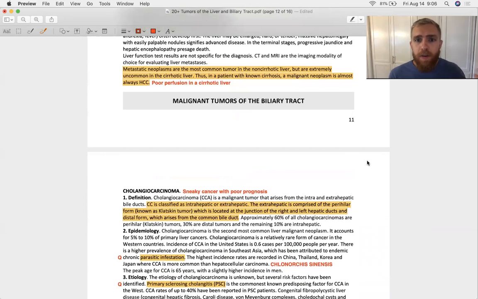Metastatic neoplasms are the most common tumor in the non-cirrhotic liver, but are extremely uncommon in the cirrhotic liver. Thus, in a patient with known cirrhosis, a malignant neoplasm is almost always hepatocellular carcinoma. And my understanding of this is that when you've got cirrhosis, it's harder to get blood into the liver. You've got really high pressures in the liver. Blood doesn't want to go into the liver. And so, are you more or less likely to get hematogenous spread of metastasis when it's harder to get blood in the liver? Way less likely. And so that poor perfusion is what creates this difference in metastasis between cirrhosis and non-cirrhosis.